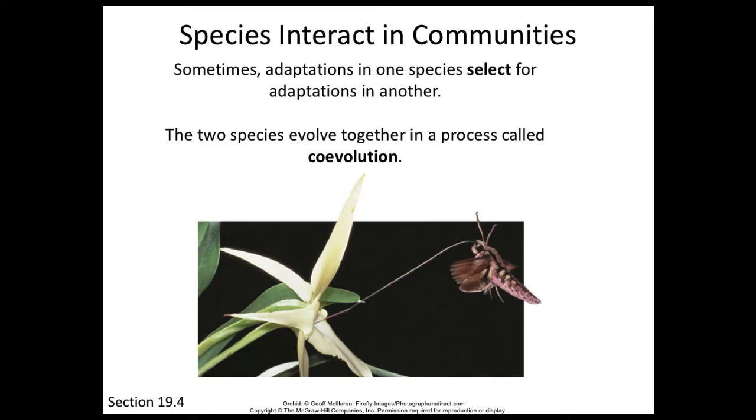Sometimes adaptations in one species select for adaptations in another. For example, two species evolve together in a process called coevolution. Here we can see a special type of orchid and a special type of moth. The orchid can only be pollinated by this moth, and this moth can only pollinate this orchid because it has such an extremely long tongue.